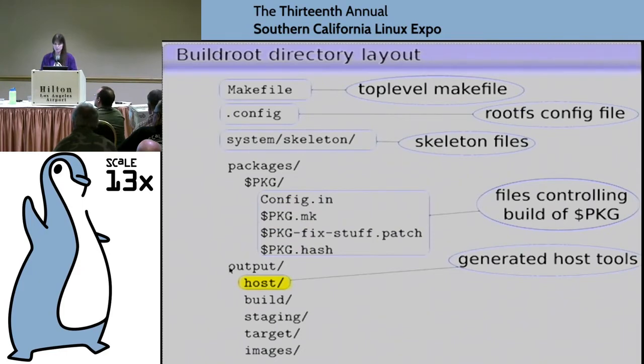Then there's another really important directory called output, and under here you have the host subdirectory, which has all those fun generated host tools that I told you it could build for you outside of the core initial set. And then you'll have the build directory, which is the working area. For every package that you're putting into your rootfs, you're going to have a subdirectory where the actual work is done. It gets unpacked and compiled in there.